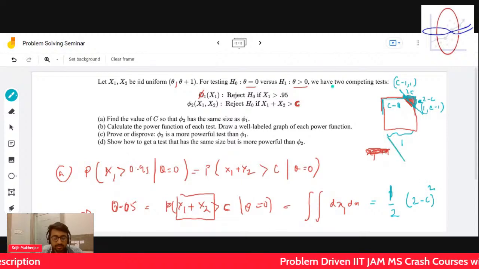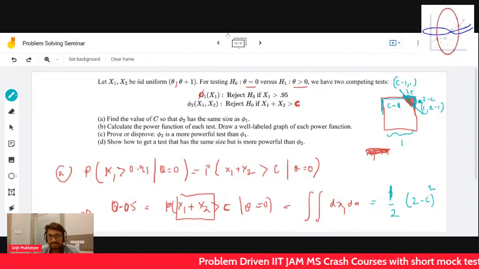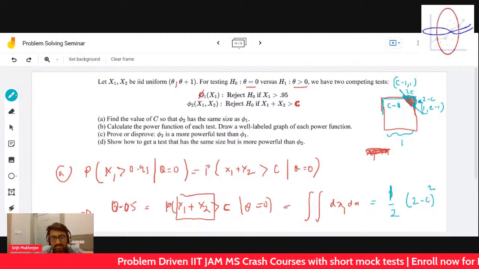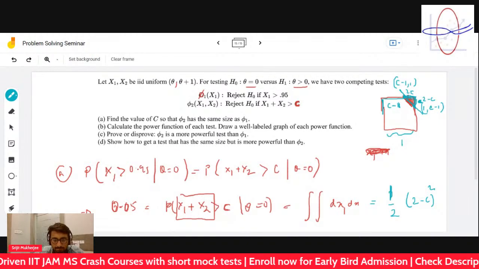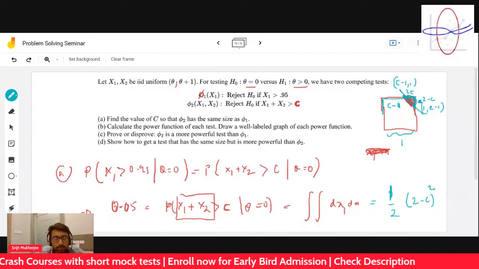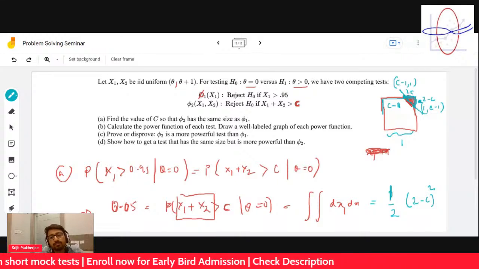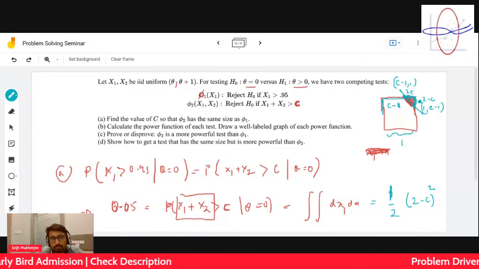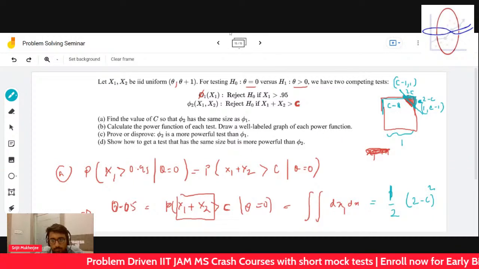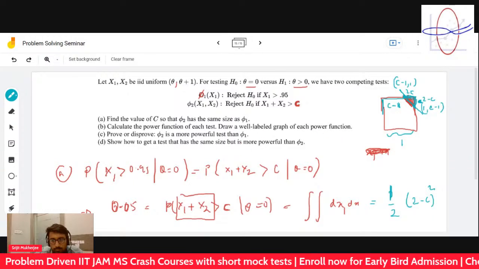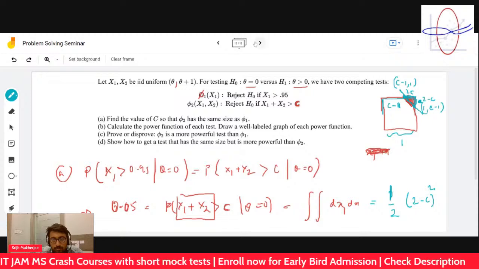Did you understand this geometric argument, guys? Without calculating the integral? Did you understand the geometric argument or not? The 2 minus c part I didn't get.